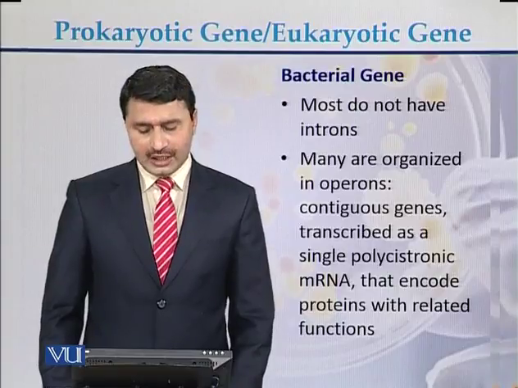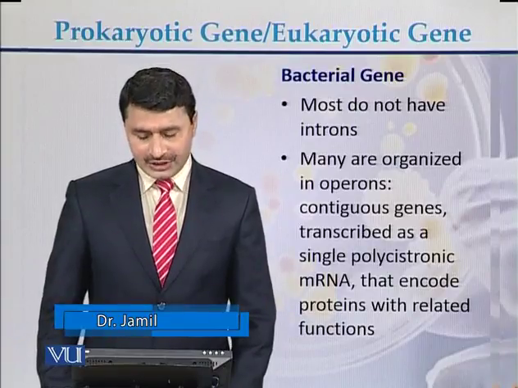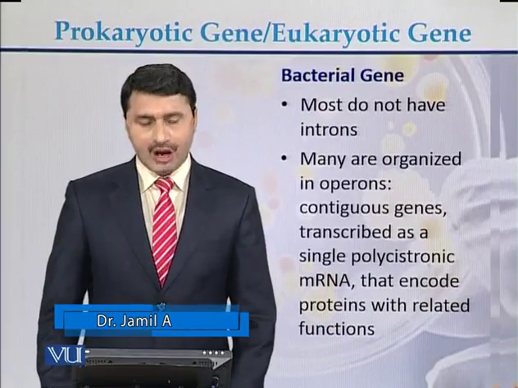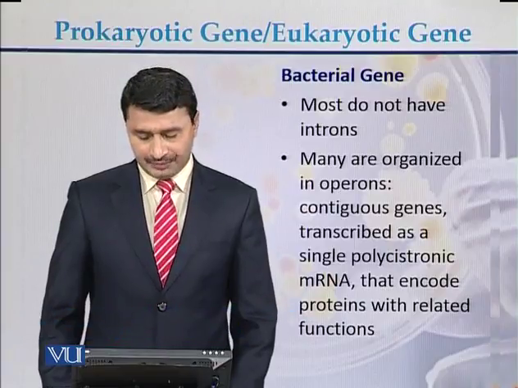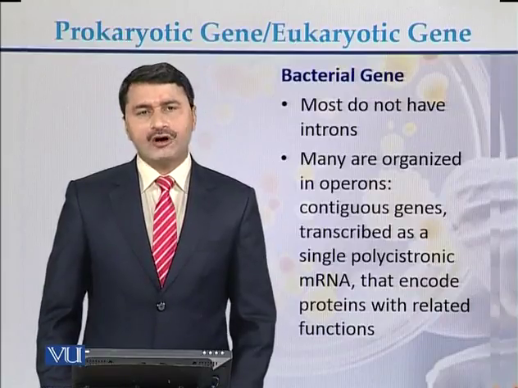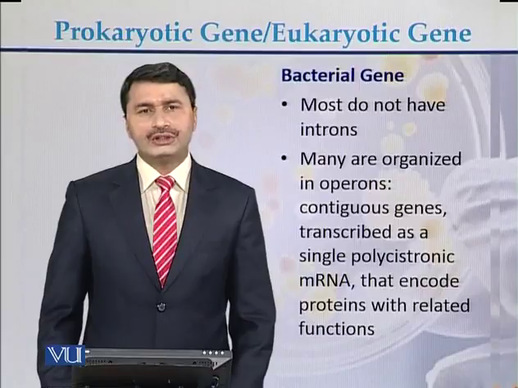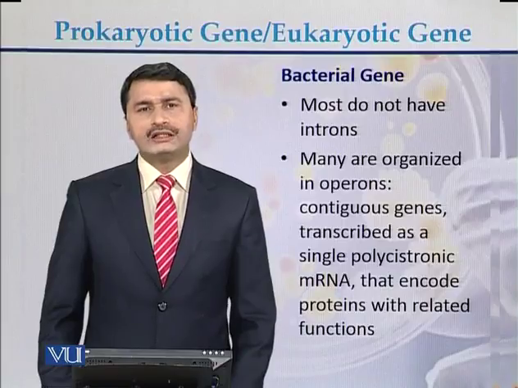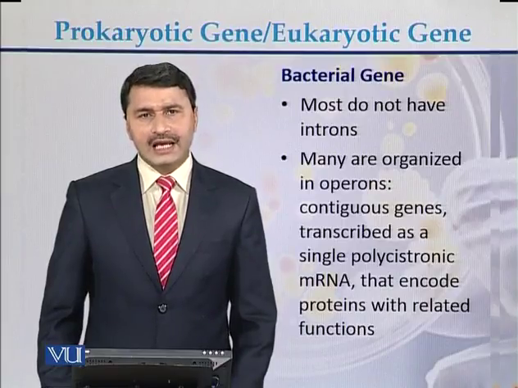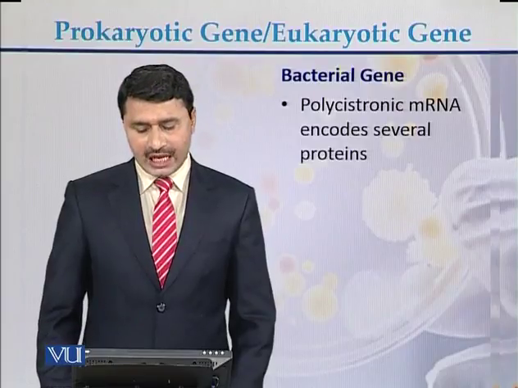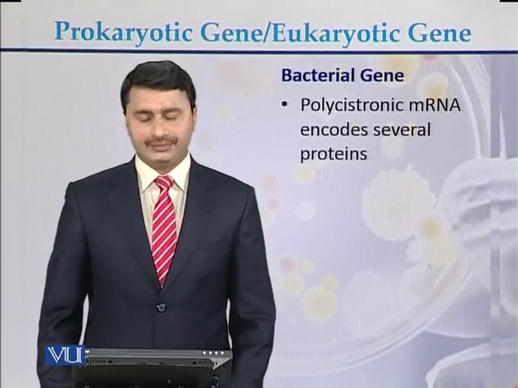Operons are actually continuous sequences of genes which are transcribed in the form of polycistron, or polycistronic, that encodes proteins with related functions. In case of prokaryotes, most of the genes are in the form of polycistrons. Polycistrons mean the genes are placed side by side and they are transcribed simultaneously. Polycistronic messenger RNA encodes several proteins.